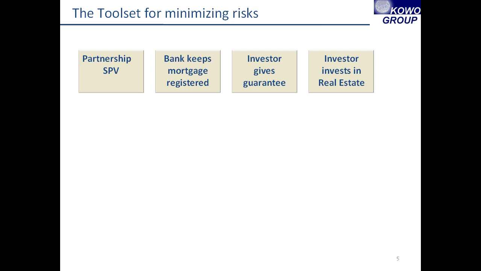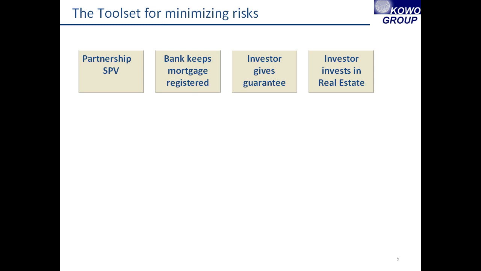The tool set of the bank for minimizing these risks is mainly four elements. First one, partnership, a special purpose vehicle where the bank puts in the property, the real estate portfolio, dividing shares with the investor. On the left side, you see it here on the slide. The bank stays in the mortgage, hypothecary credit, till the price is 100% paid. The investor gives equity guarantees to the bank that banks like a lot. Investors invest equity resources in the portfolio real estate.